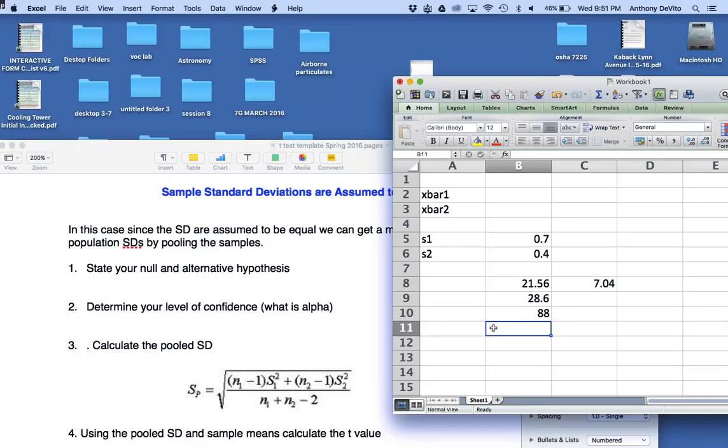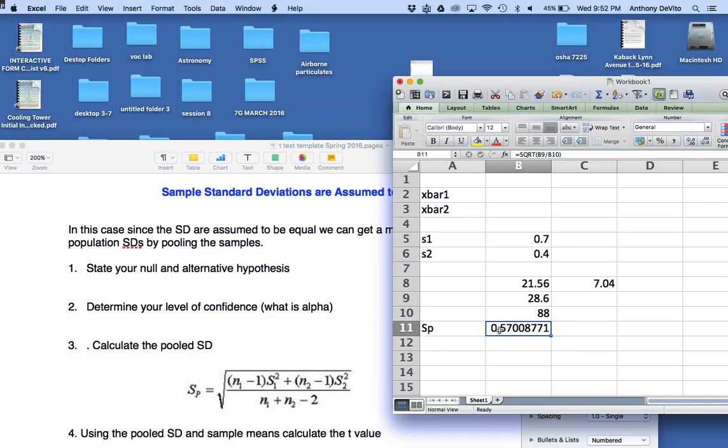Okay, so now my pooled standard deviation, SP, is going to be equal to the square root of the numerator divided by the denominator. If you're adventurous, you could do this all in one cell, but I thought I'd do it step by step to minimize my chance of getting this wrong. The pooled standard deviation that I get is equal to 0.57.